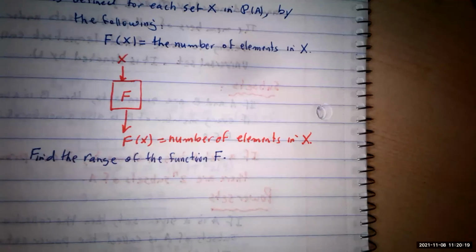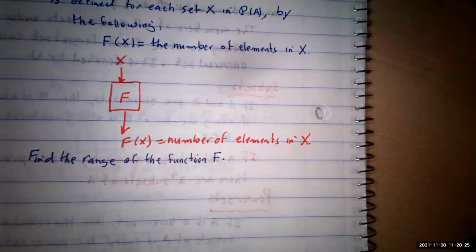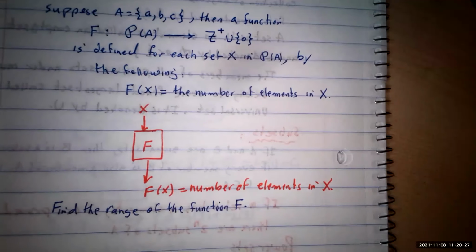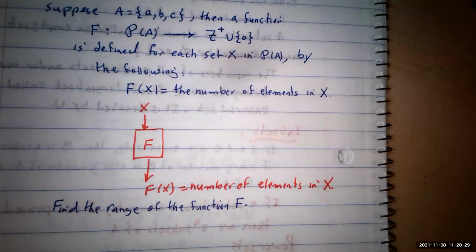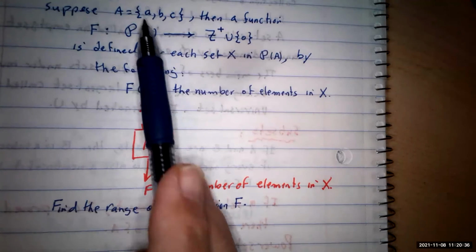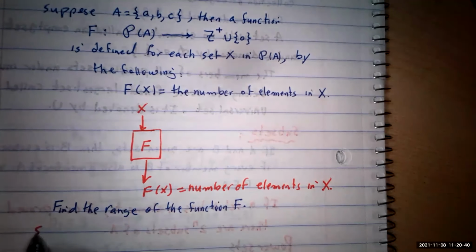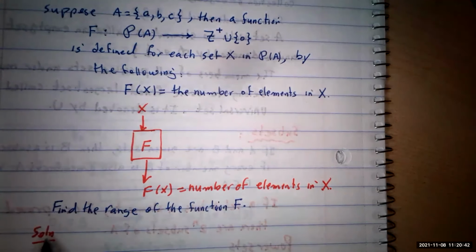So to get the range of the function, you have to identify all the members of the domain, because you have to drop the members of the domain into the function to get the result. So we have to find the power set of A. You know that we get A, B, C, 3 elements, so your power set would include 8 elements.